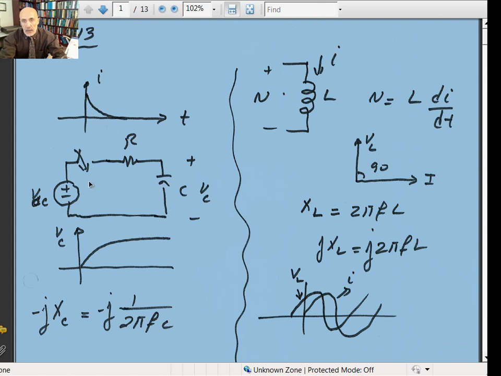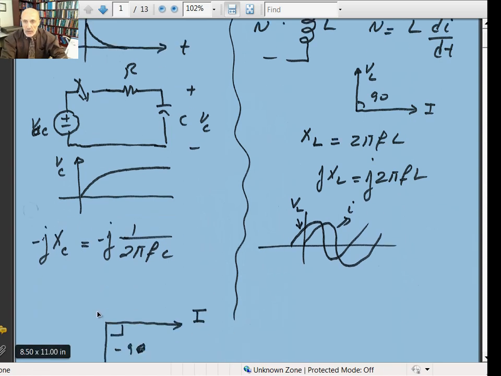If I look at the current, as soon as you close the switch, the voltage will still be at 0. So all that voltage is going to appear across the resistor, and you have a very high current, which is called current rush. As the voltage is building up and reaches a steady state, the capacitor acts like a short circuit, and all the voltage will appear across the capacitance at steady state after 5 time constants.